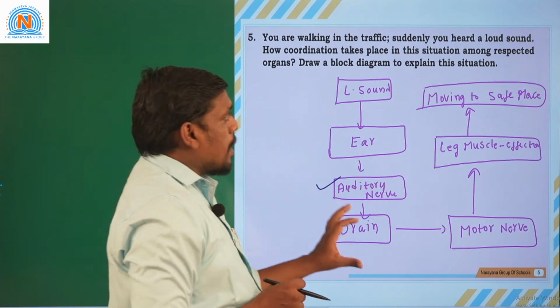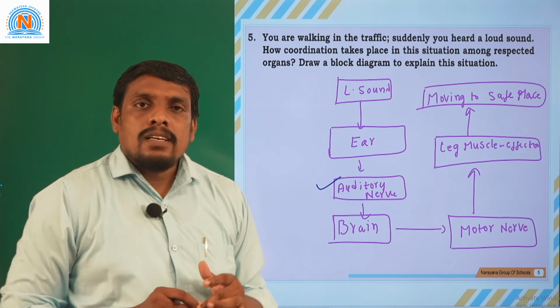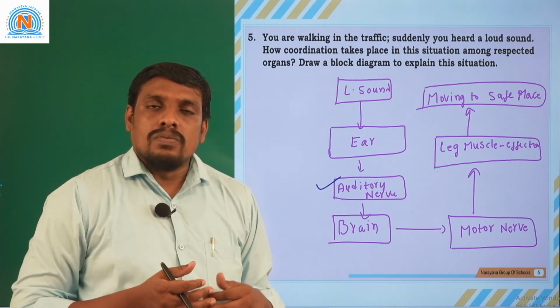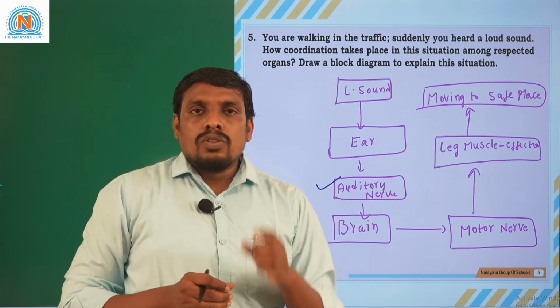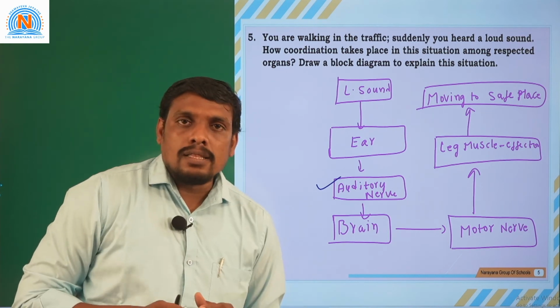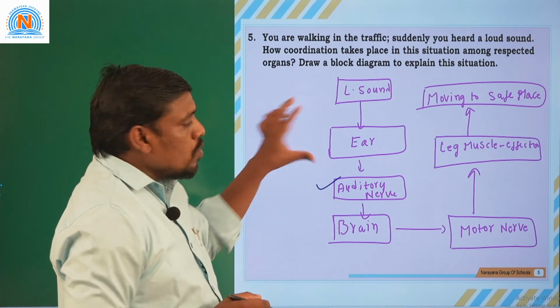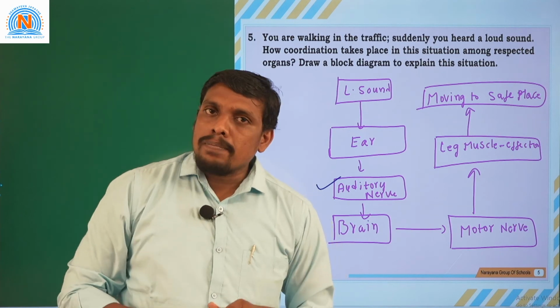So this entire mechanism is a block diagram which explains the functioning of the nervous system as it responds to external stimuli. I said to you in the first assignment, what do you mean by stimulus? A stimulus is nothing but something we respond to from outside. Here, loud sound, loud noise, is an external stimulus.